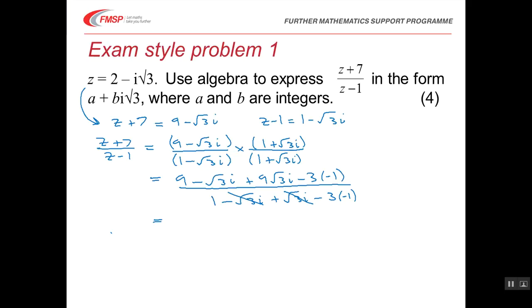So, simplifying the top, there's 9 plus the 3 at the end is 12 plus 8 root 3i, and in the denominator we've got 1 plus the 3 at the end is 4, and the top will divide by 4 to give 3 plus 2 root 3i. So it's in the form required, and a is 3 and b is 2.